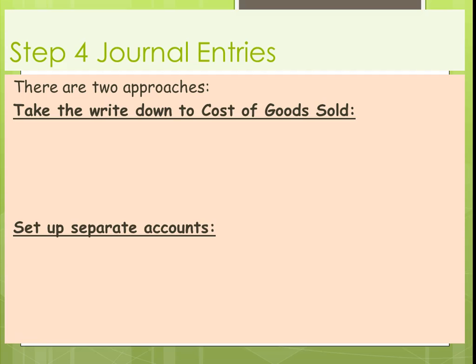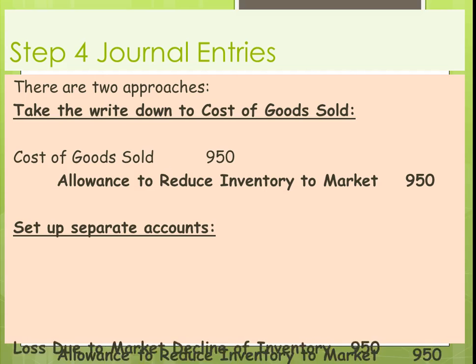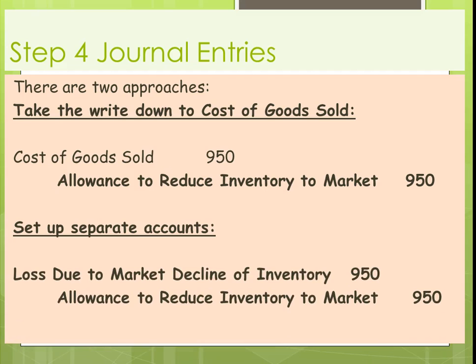If we take the write down to cost of goods sold, it's going to be cost of goods sold $950 and allowance to reduce inventory to market. If we decide instead to show it as other, we're going to do loss due to market decline of inventory and allowance to reduce inventory to market. So that's part 1 of Chapter 9.